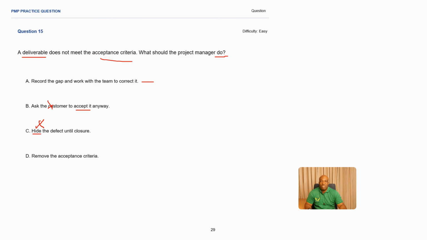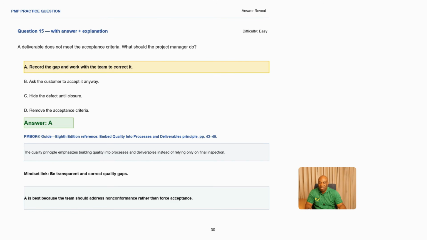This is not ethical. You should be transparent. So thereby eliminating this answer straight away. Remove the acceptance criteria. As a project manager, you don't remove acceptance criteria. This is done by the beneficiaries of the deliverable or the users of the deliverable, thereby eliminating this answer, making A the best answer in this scenario.